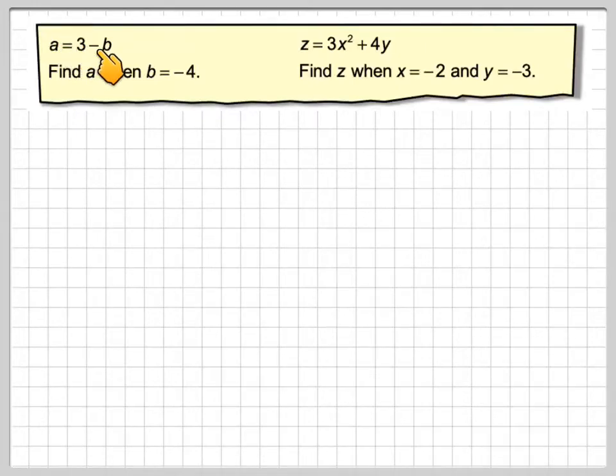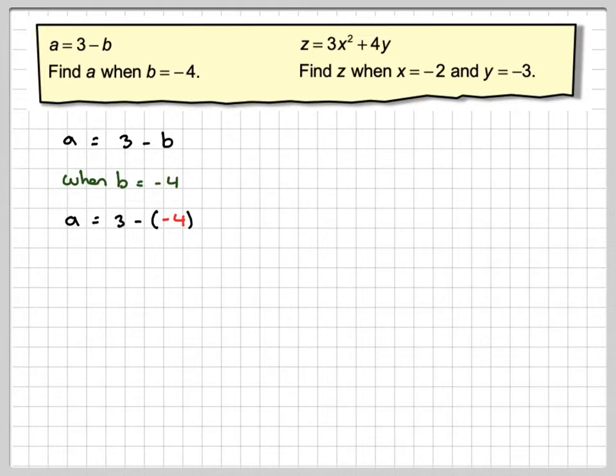A is equal to 3 minus B. Find A when B is equal to minus 4. So if we write that out, A is equal to 3 minus B, and we want to find the value of A when B is equal to minus 4. So that'll be A is equal to 3 minus, and then we have to put that minus 4 into brackets like that.